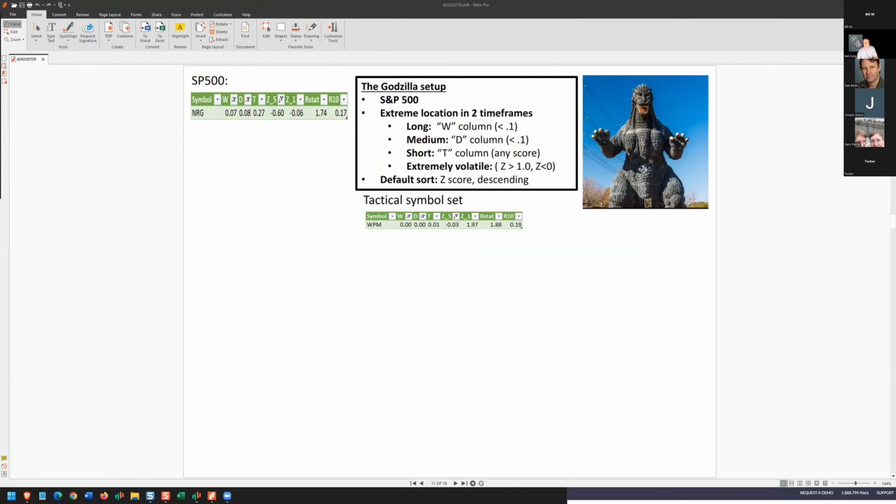Looking at the snipers, the slowly improving market means we get fewer Godzillas in the S&P and in the tactical set. That's wheat and precious. And today was a big losing day, and it made a new 10-day low. Interesting.